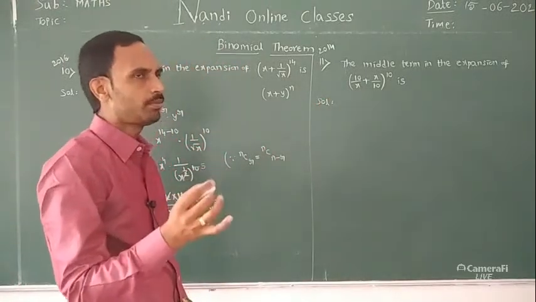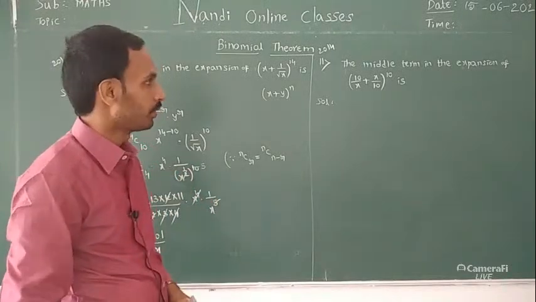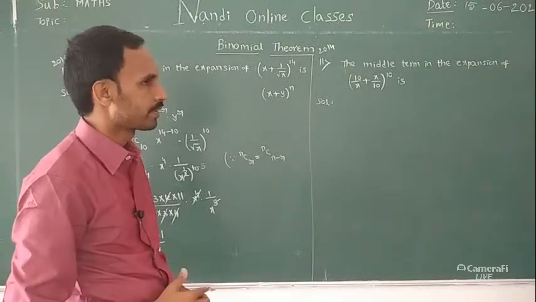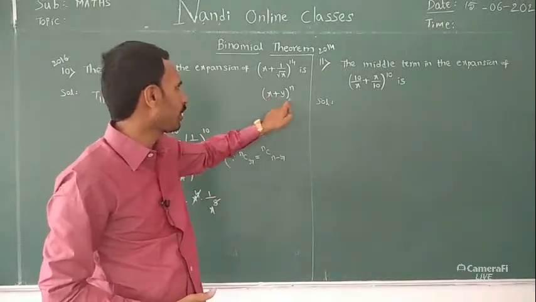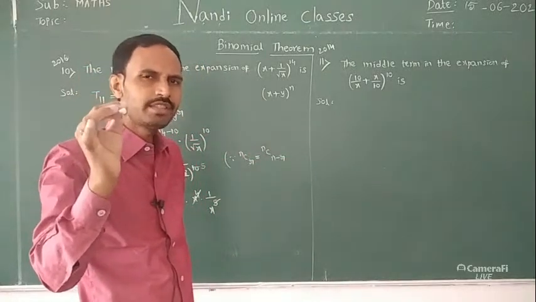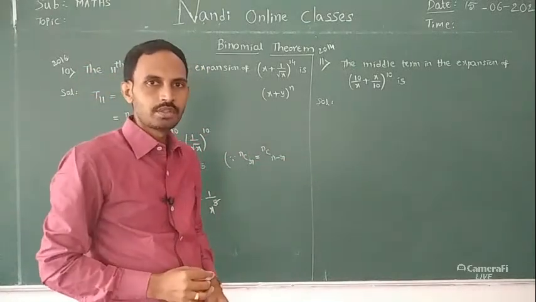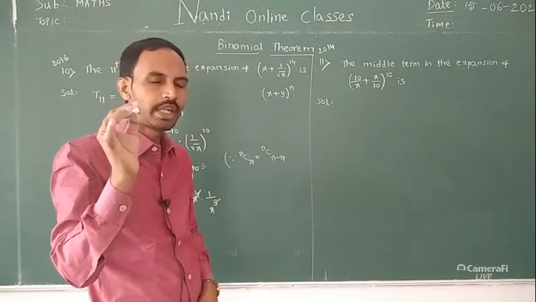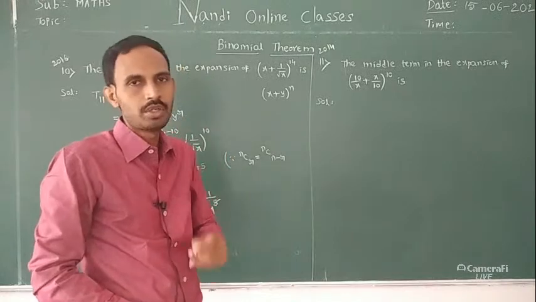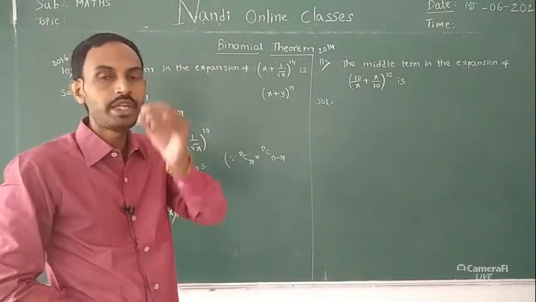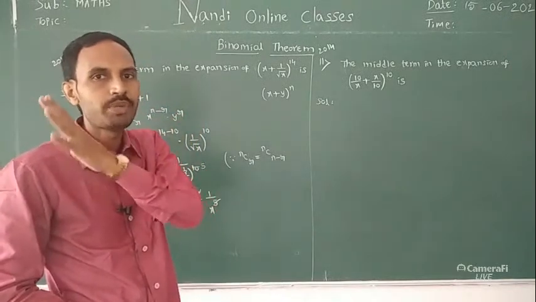The middle term in the expansion of (10/x + x/10)^10 is in the form (x + y)^n. The value of n is 10, which is an even number. If n is even, then (x + y)^n has only one middle term. That middle term is T_(n/2 + 1). So the middle term formula is T_(n/2 + 1).